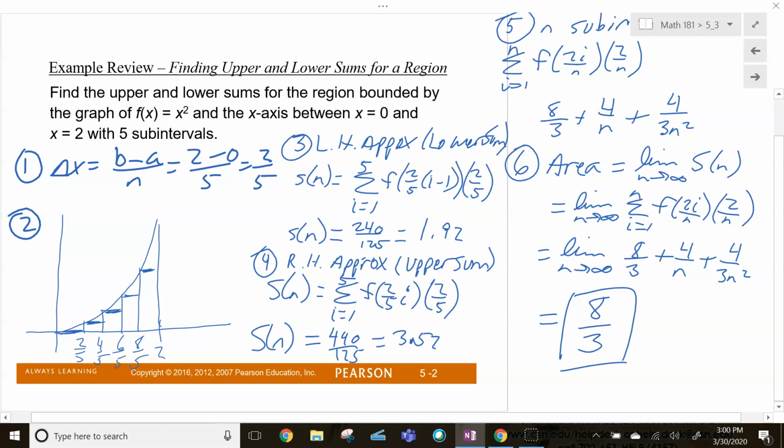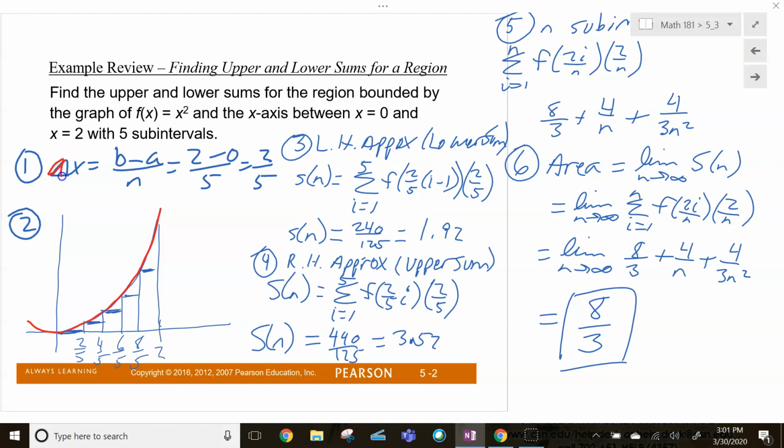And to review from last time, this was an important concept when we're finding upper and lower sums for a region. We had this function y equals x squared. You can see it here, right? And the first step was, we were going to split this and approximate the area under the curve between the x-axis and the function into 5 rectangles or 5 subintervals.